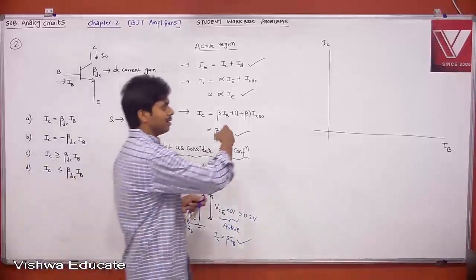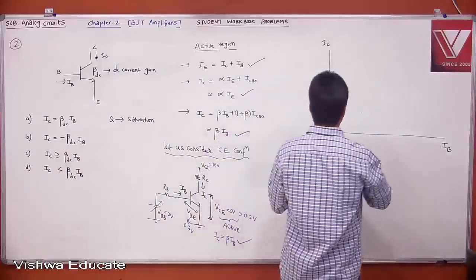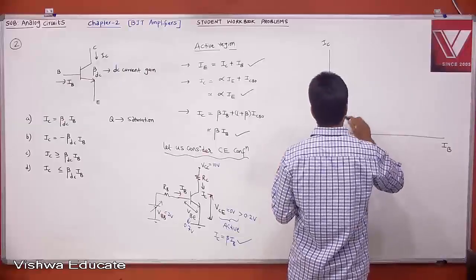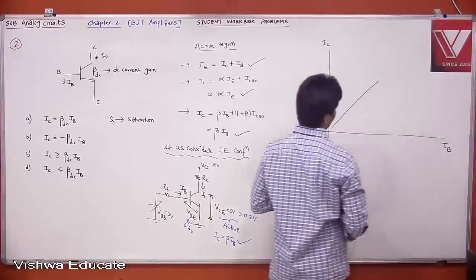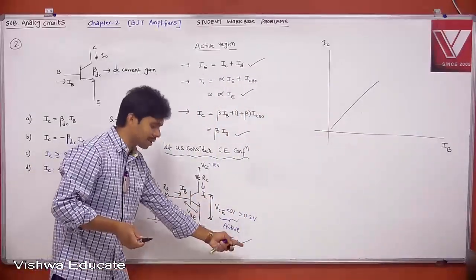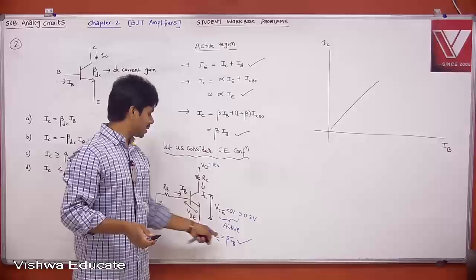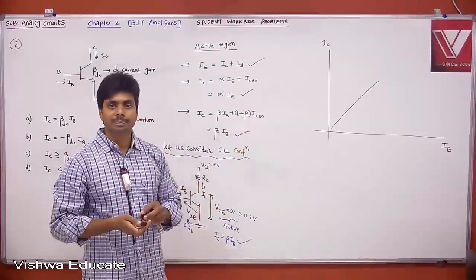Therefore, what does it mean? If I increase my IB, what will happen to IC? Your IC also will increase. If I increase my IB, your IC also will increase with some slope. What is the slope now? The slope is nothing but your beta, y is equal to mx. Y axis is IC, x axis is nothing but your IB. Therefore, y is equal to m into x. The slope is nothing but your beta.